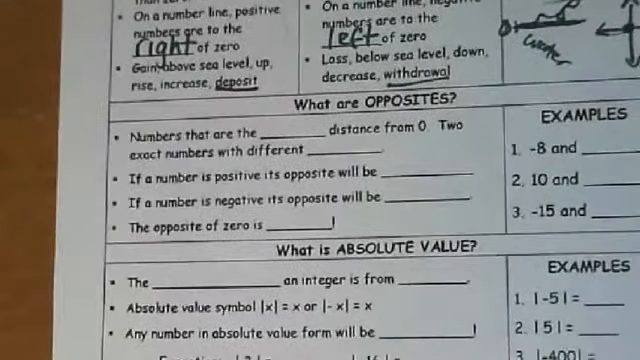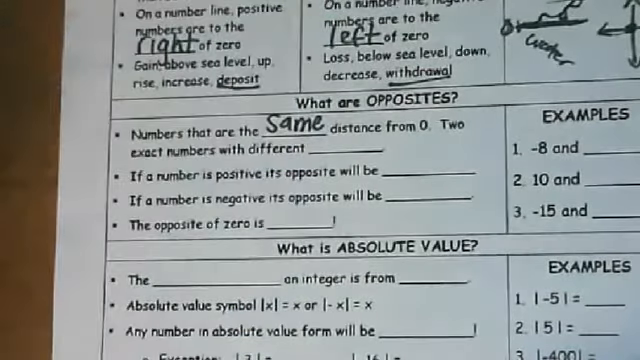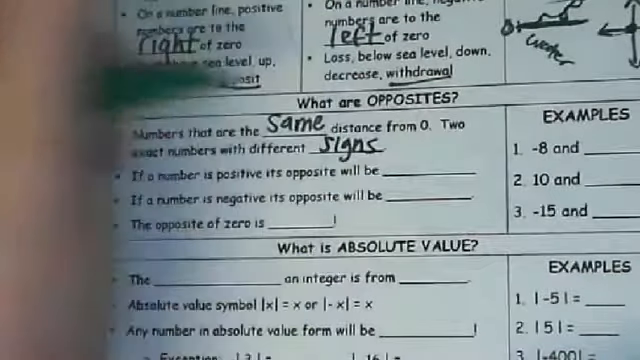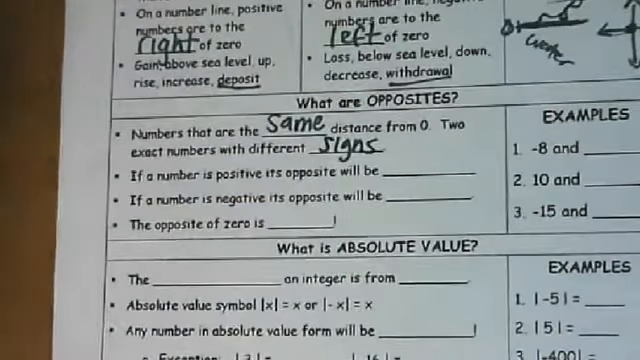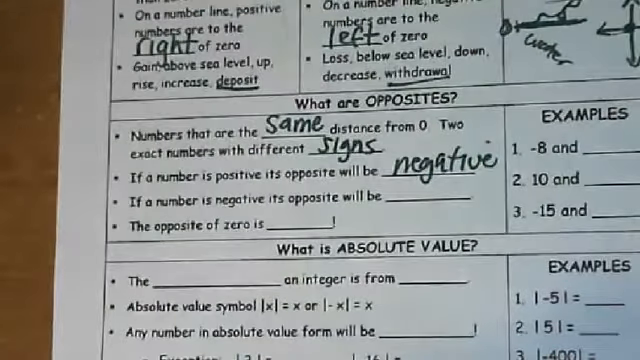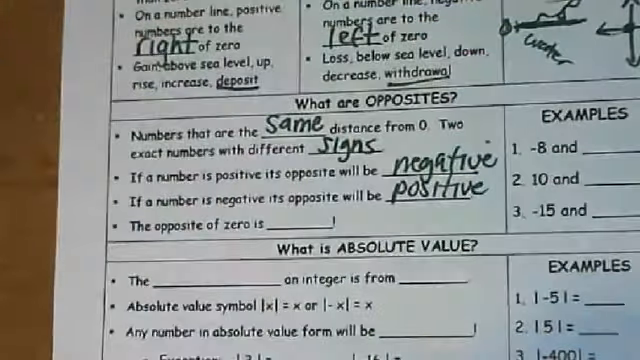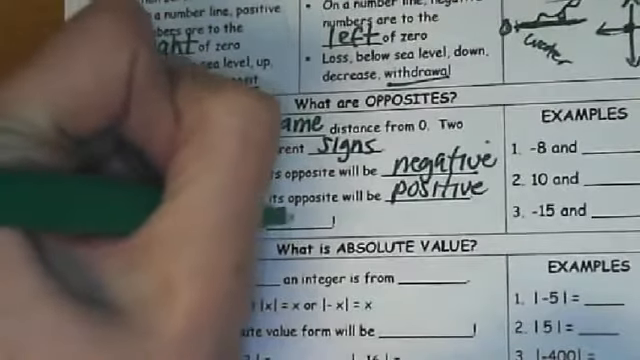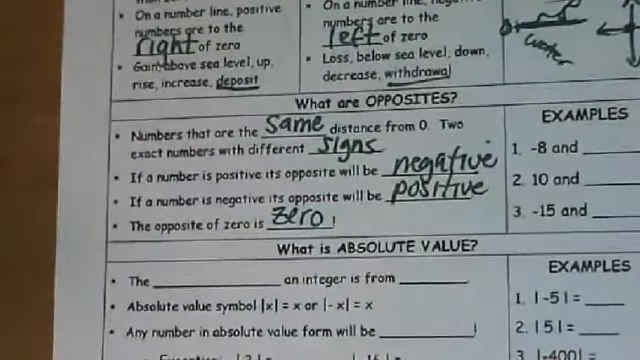Alright, what are opposites? Opposites are numbers that are the same distance from zero. Two exact numbers with different signs. So that means one's positive and one's negative. We also talked a little bit about opposites in our warm-up this week. If a number is positive, its opposite will be negative. If a number is negative, its opposite will be positive. The opposite of zero is zero. So zero, the opposite of zero is just zero. Okay? Again, zero is not positive or negative.